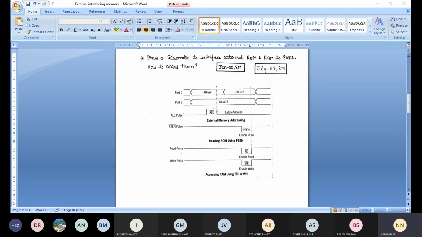Next, we are going to read the data from the ROM using PSEN, program store enable. By making use of that, we are going to read the data. And here we have read and write, enable write and enable read, for accessing the RAM address. With respect to that, we are going to discuss here. For accessing RAM using read and write, we have a separate block diagram, and by making use of that, we are going to discuss.